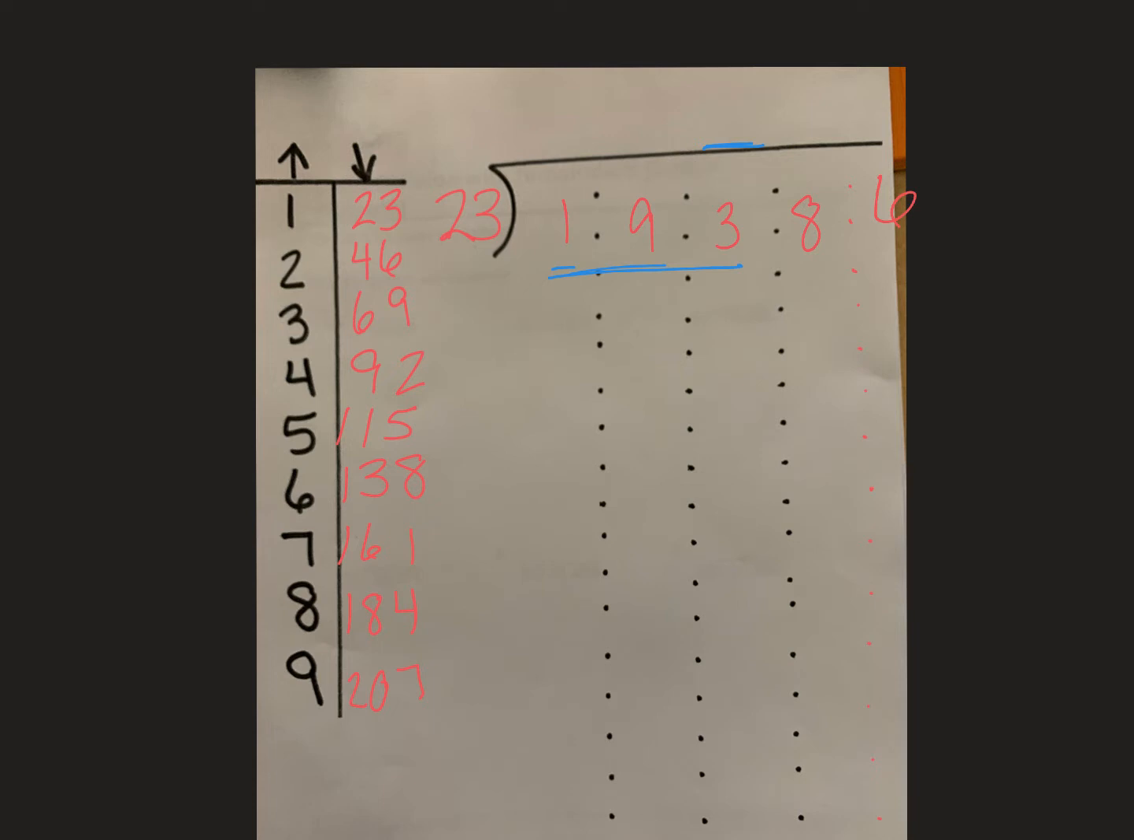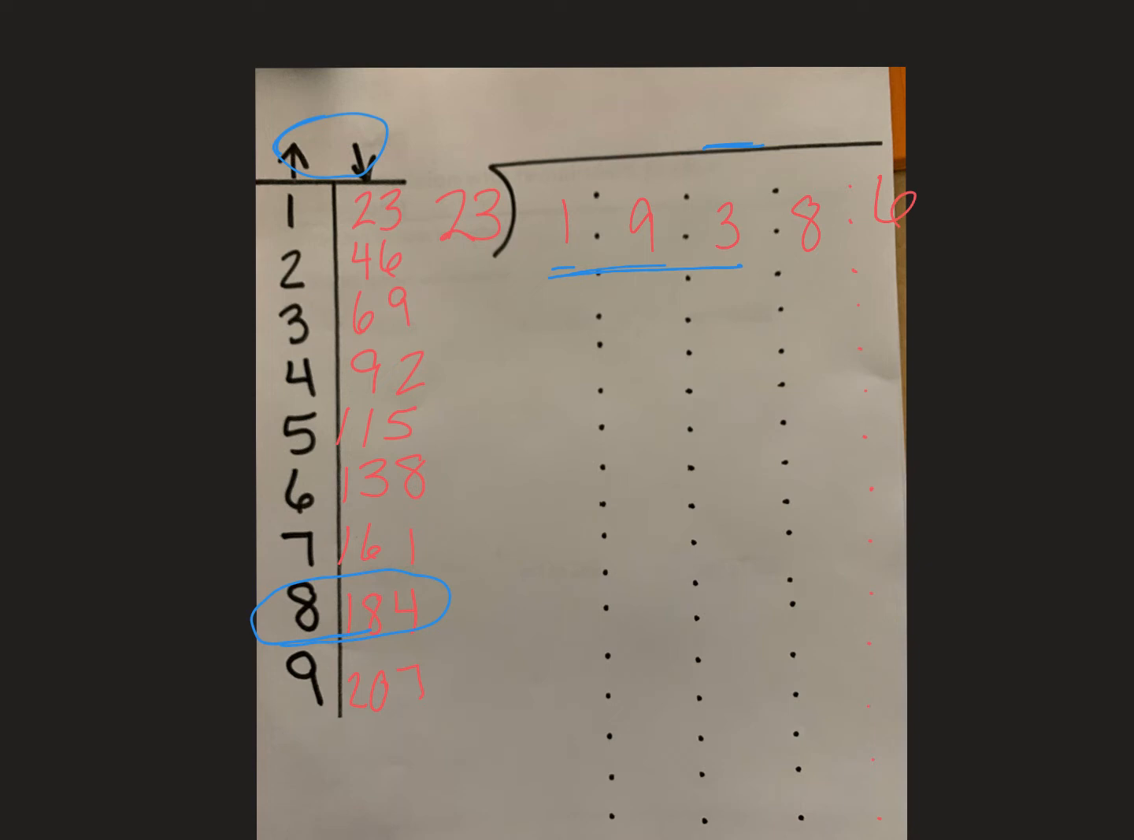The students are making an up and down chart over here. I have filled in the down part. So they find how close can I get to 193. The closest I can get is 184. If I go one more up, it would be 207. It would be too high.